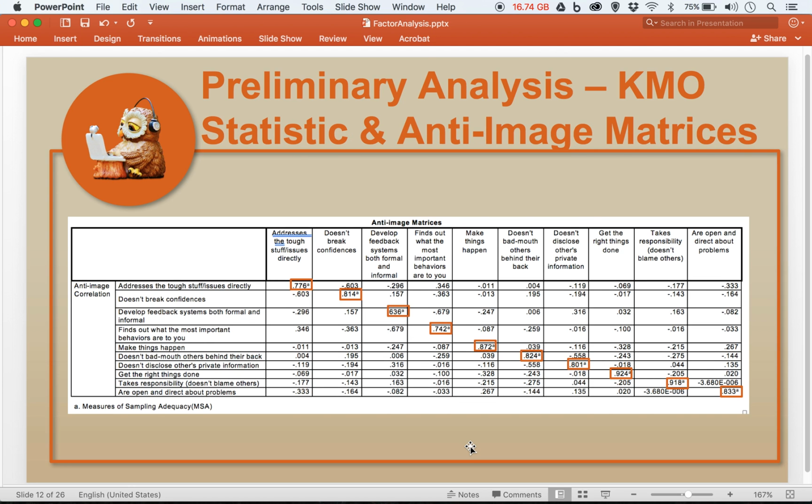After we examine the KMO statistics, we need to also look at the anti-image matrices for the individual variables. And Field suggests that values for these individual variables should be above 0.5. So all of the values for the individual items are well above 0.7. You can see here as it goes down the diagonal. Our research team was really confident that our sample size was adequate for the exploratory factor analysis and that our variables correlated appropriately.